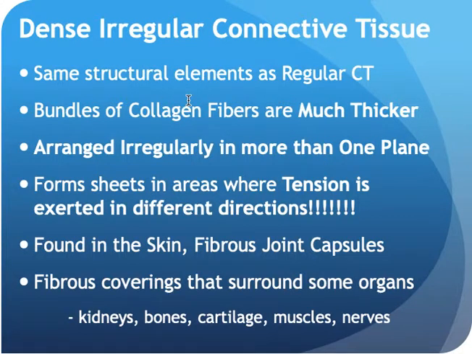Same structural elements as regular connective tissue: you get bundles of collagen fibers. They're going to be much thicker, arranged irregularly, and they can respond to things in more than one plane. They form sheets in areas where tension is exerted in different directions, and I instantly want to think about where I'm going to need this. You're going to need this in your fibrous joint capsules, and we'll look at a picture of the knee too. It also forms fibrous coverings that surround some organs, kidneys, bones, cartilage, muscles, and nerves.